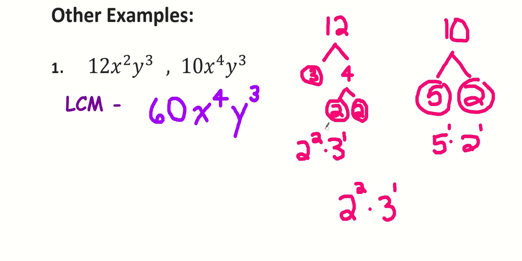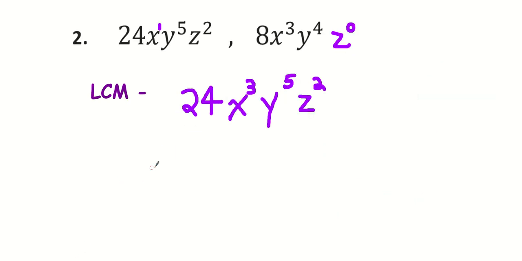This one has no 5 at all. This one has 5 to the 1st. So we're going to go with 5 to the 1st. So this is the overall least common multiple of 12 and 10, which is 4 times 3 times 5. What does that equal? 60. So it's just another way you can come up with the least common multiple of the numbers.